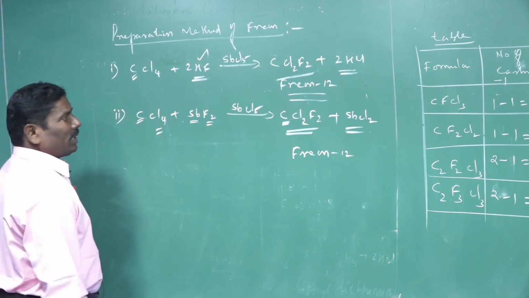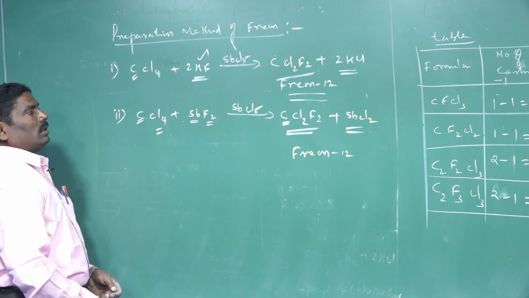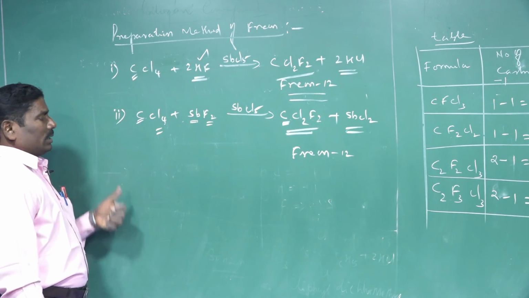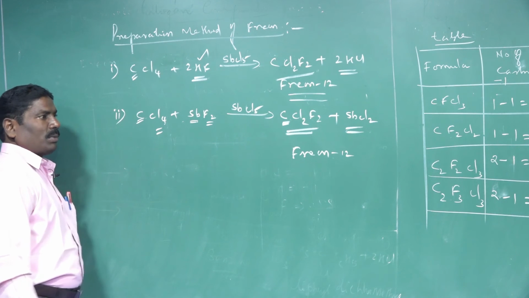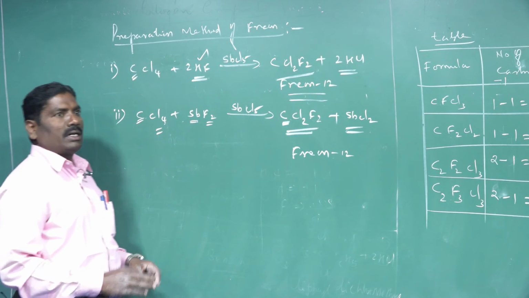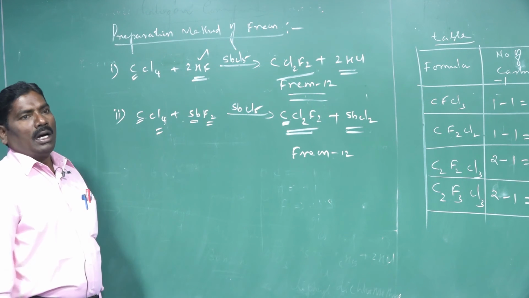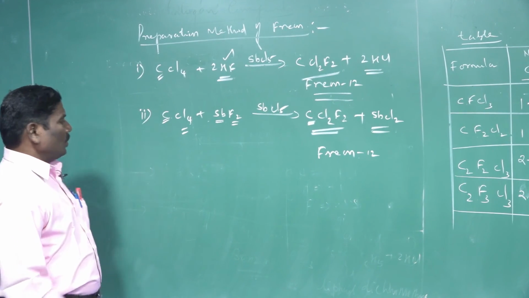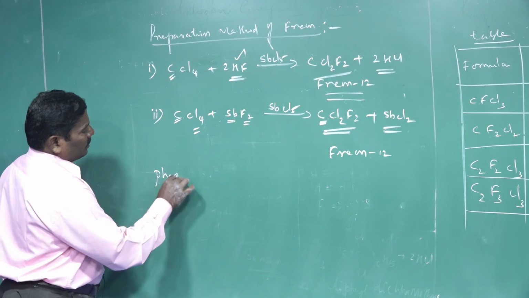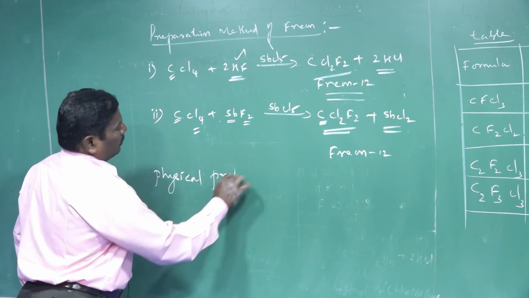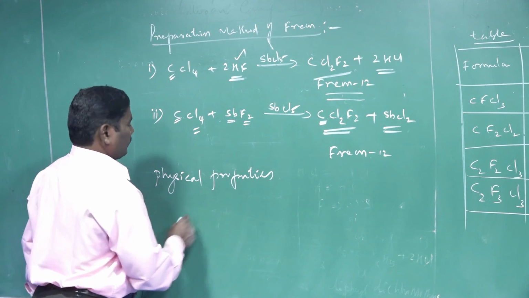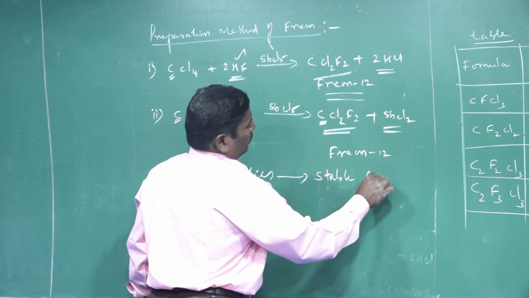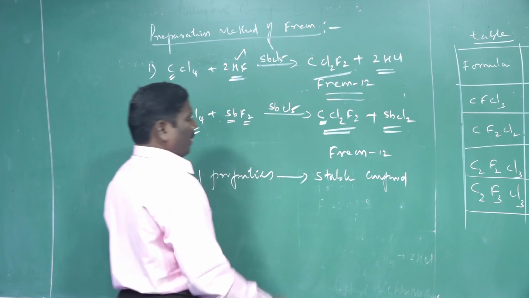Next, what are the chemical properties of that Freon? The chemical properties are not listed in our book, and we are just going to study the physical properties, that is, its states. Here the Freon is the best stable compound. So what are the physical properties which we are going to see here? Physical properties. The first one, it is a stable compound, highly stable.